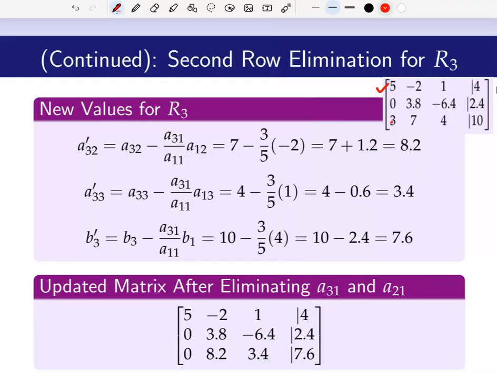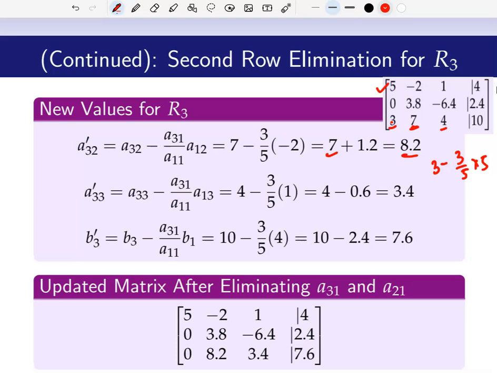Now we have to do this element, that means 3 minus 3 by 5 into 5, so that will be 0. And then we have to do the operation, so this element will change. So a32 will be a32 minus a31 by a11 into a12. a32 is 7, then minus 3 by 5, then a12 is minus 2. So if I do that, 7 plus 1.2, that is 8.2.